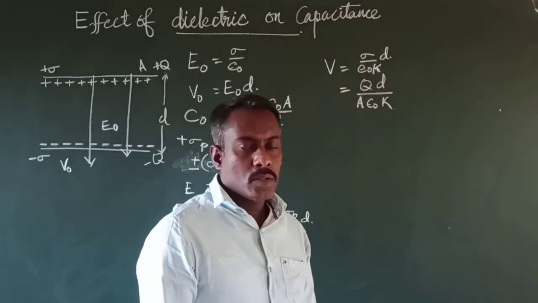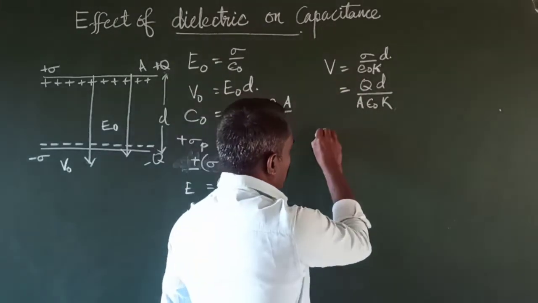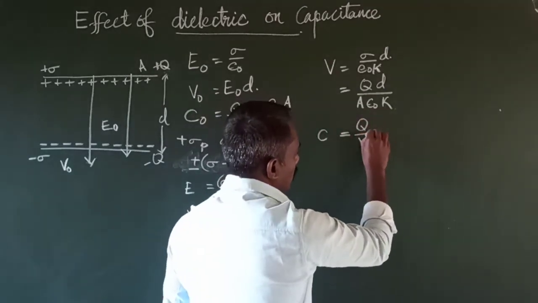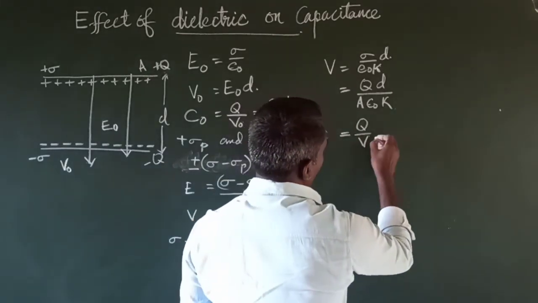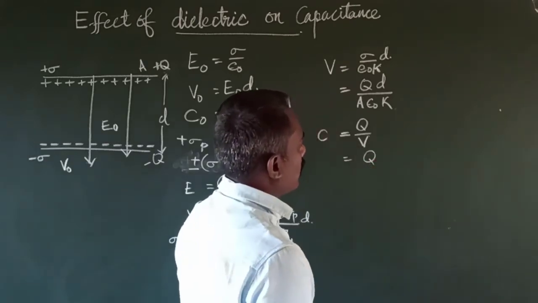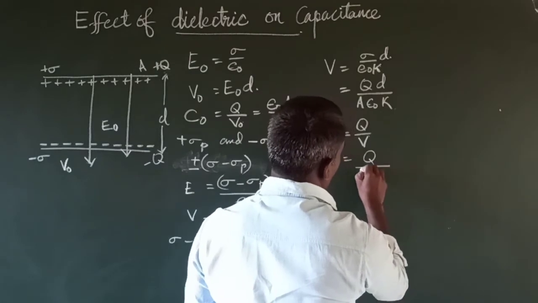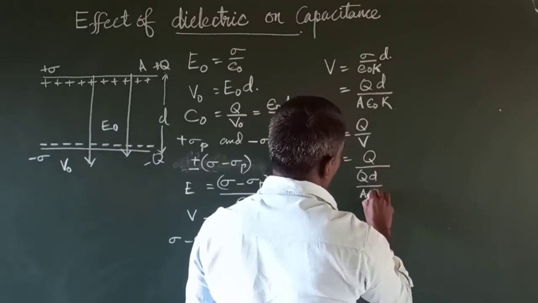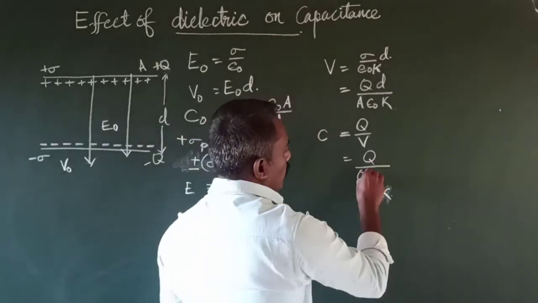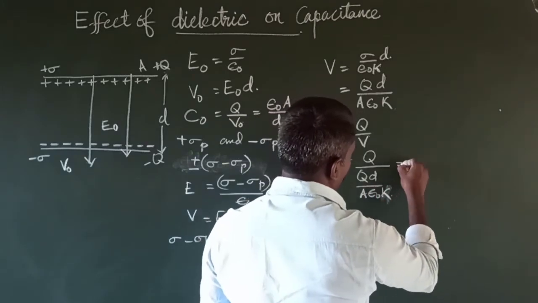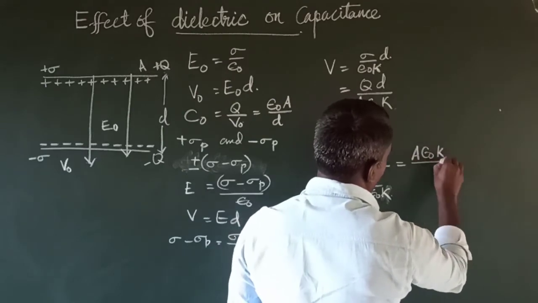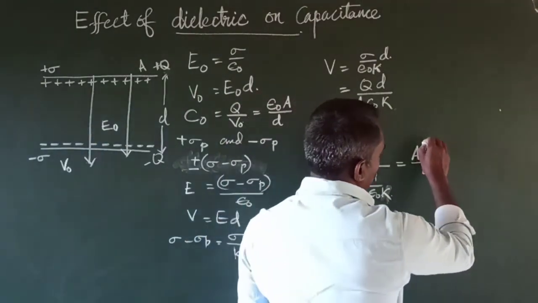Now the capacitance of the dielectric, C, is Q divided by V. Substituting the value of V, Q divided by Q into D divided by A into epsilon 0 into K, the Q and Q cancel, so the value obtained is A into epsilon 0 into K divided by D.